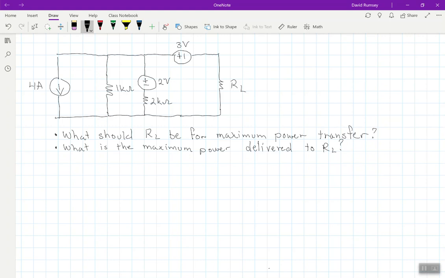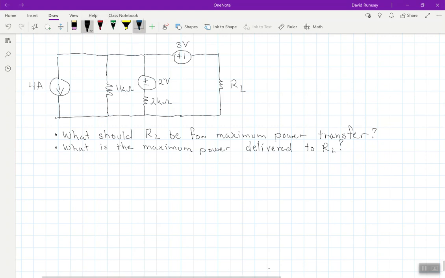Alright, so this video is purely just another example of doing maximum power transfer for a slightly more complicated circuit. We have two questions here. The first question is what should RL be for maximum power transfer, and the second question is what is the maximum power delivered to RL.